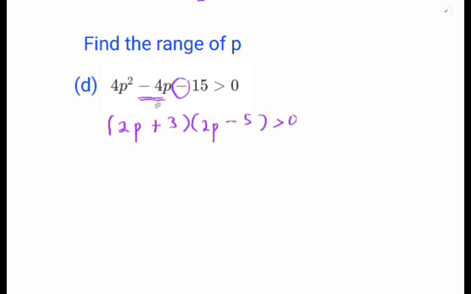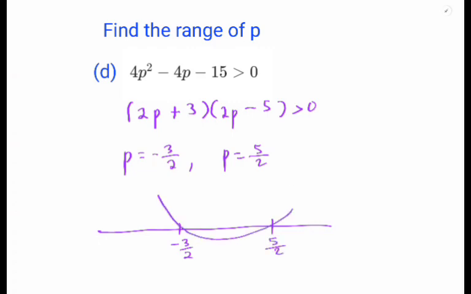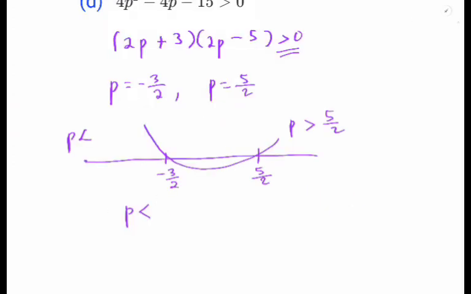You can find your own method there, how to factorize. So from here, P equals negative 3 over 2, P equals 5 over 2. So same idea, you draw this line. P is negative 3 over 2. The smaller value is on the left hand side. P equals 5 over 2. And then this is the U shape. You're looking for bigger than 0. So that means P is bigger than 5 over 2, or P is less than negative 3 over 2.